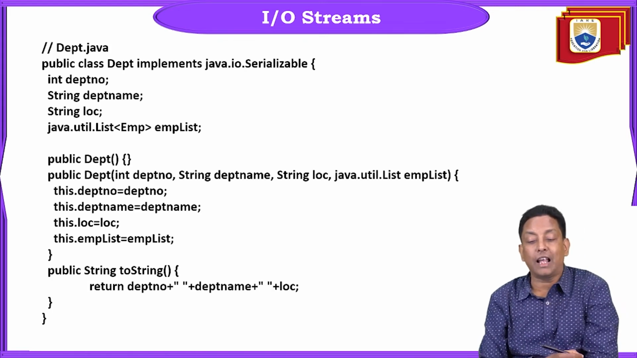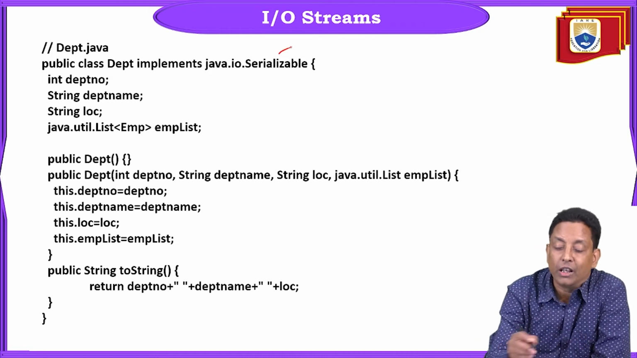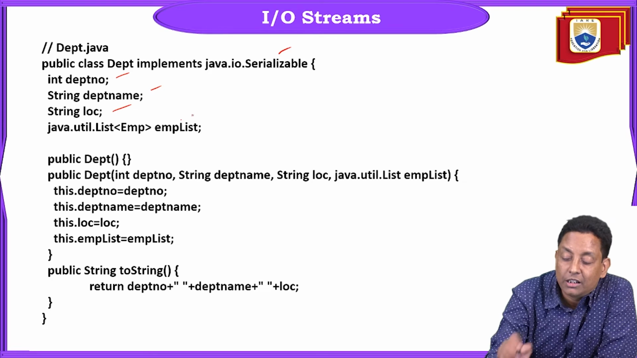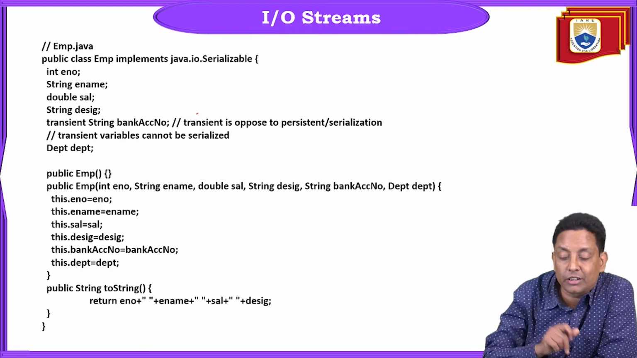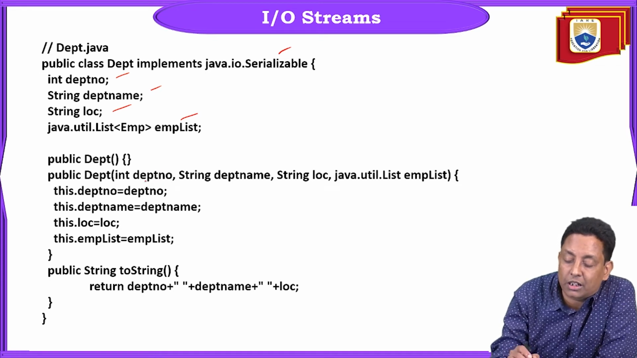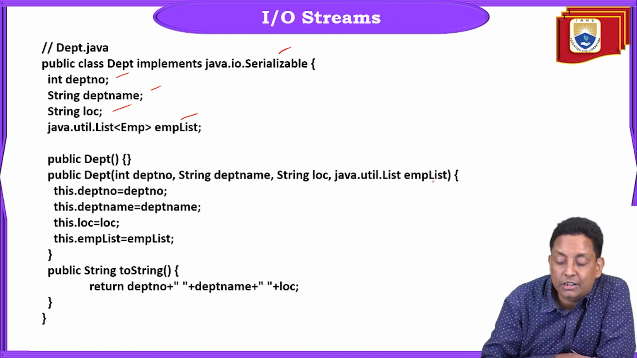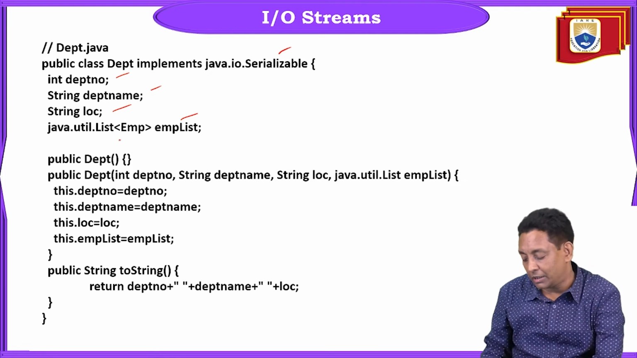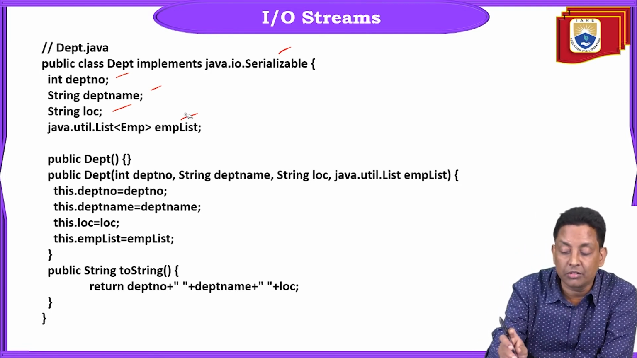Here, Department is a class that implements Serializable. How many variables does the Department class have? Department number, department name, and location. List of employees. Where is Employee? Here is Employee. The Department class has a no-parameter constructor and a parameterized constructor that takes department number, department name, location, list of employees, initialized to the class instance variables. toString will print the department state as a string.